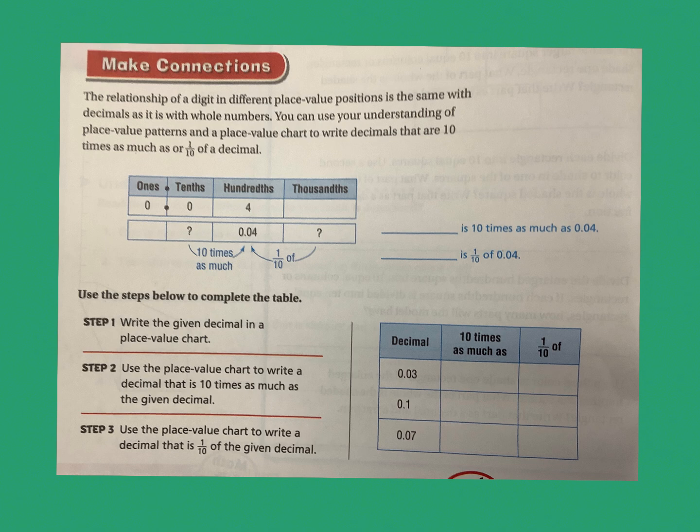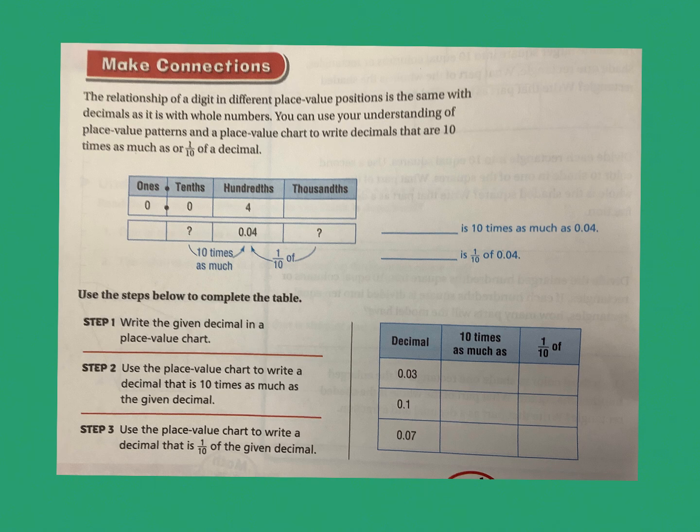And now let's make some connections here. The relationship of a digit in different place value positions is the same with decimals as it is when we did whole numbers. They were 10 times more as you got higher and higher. You can use your understanding of place value patterns and place value chart to write decimals that are 10 times as much as or 1/10 of a decimal.